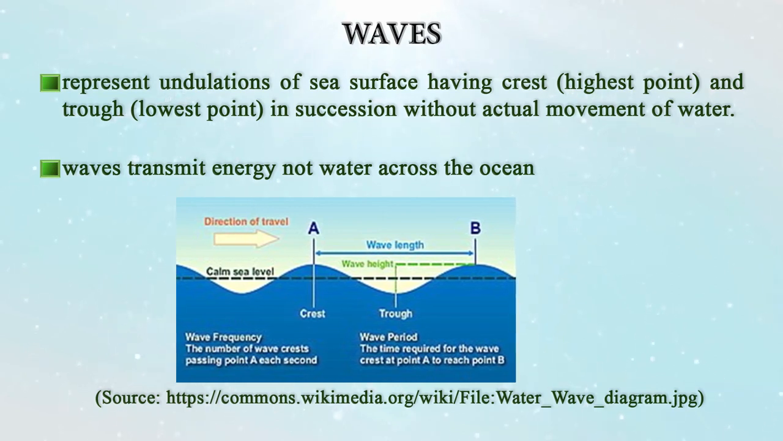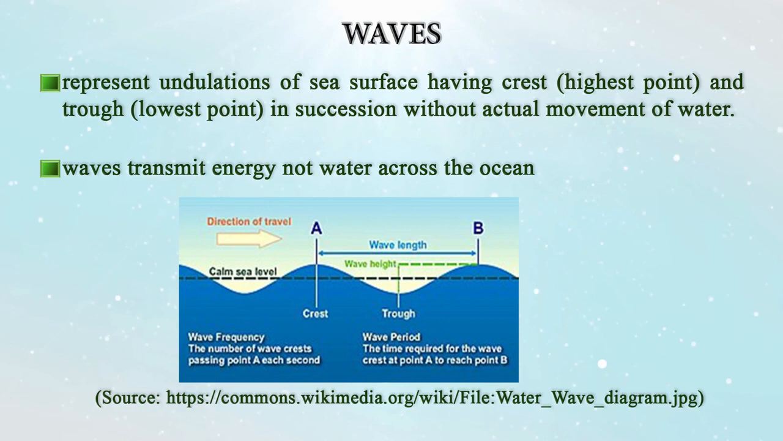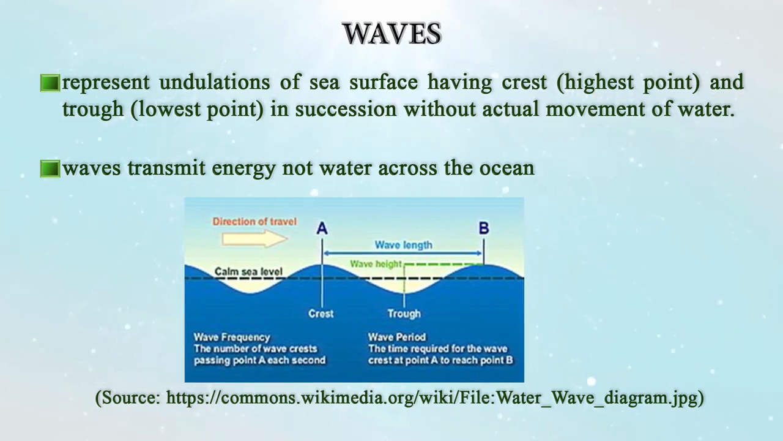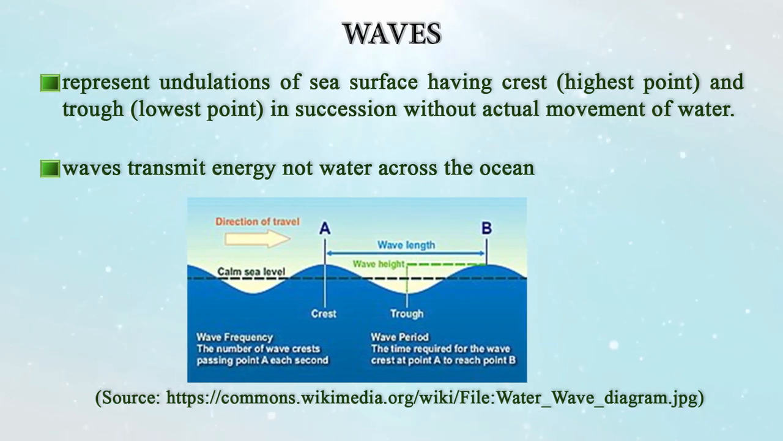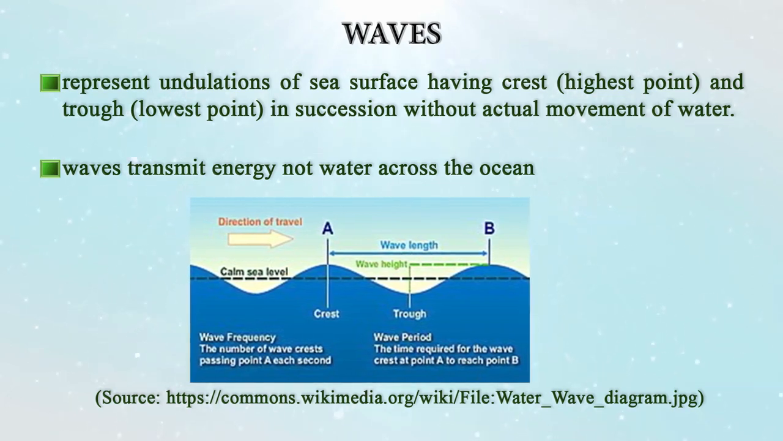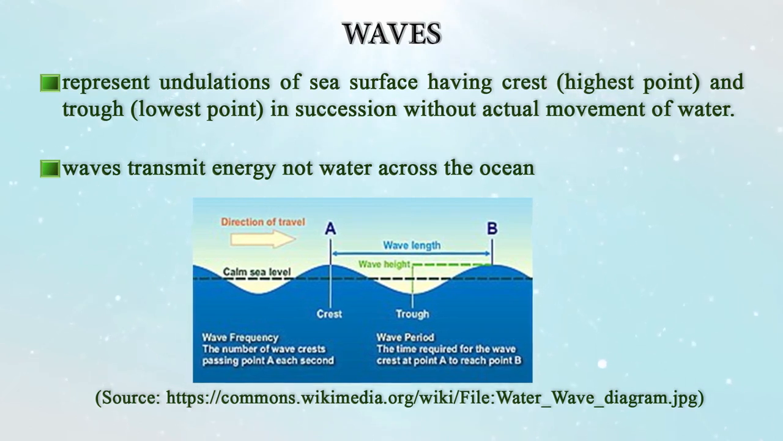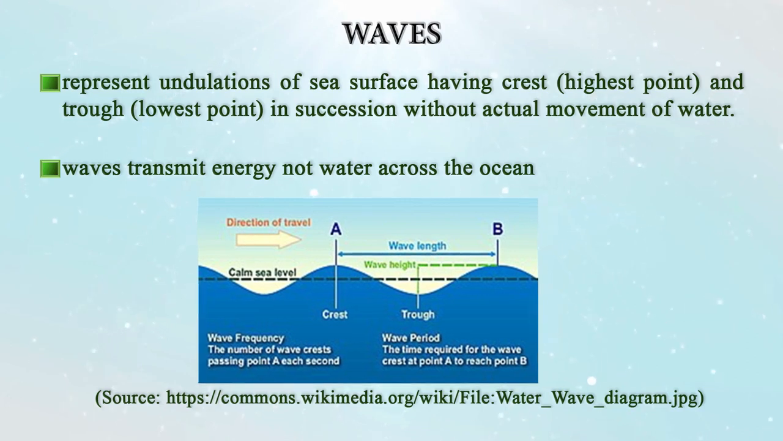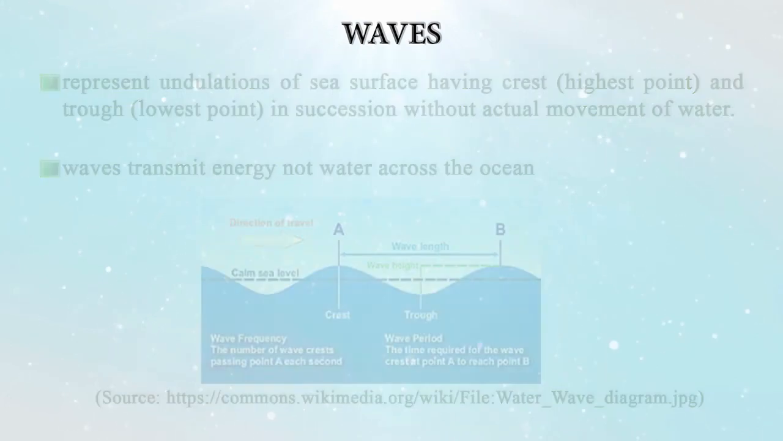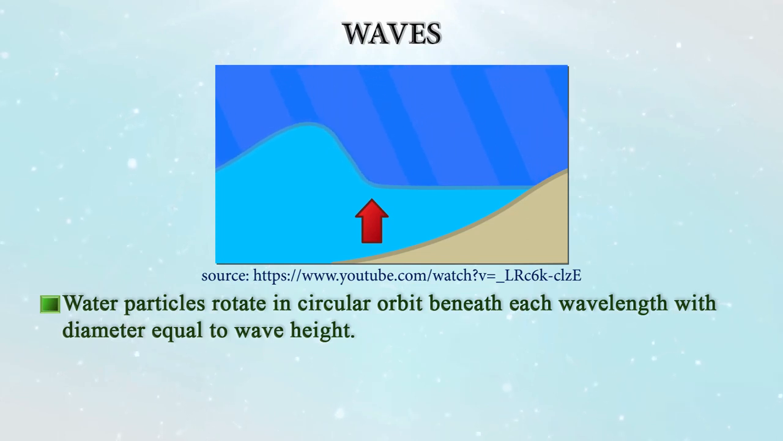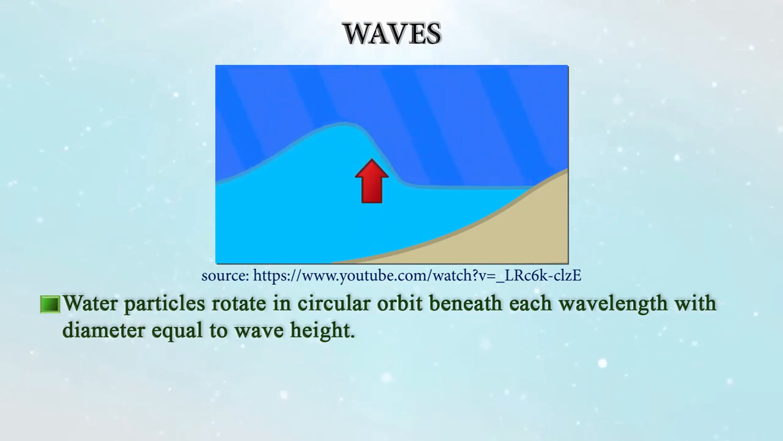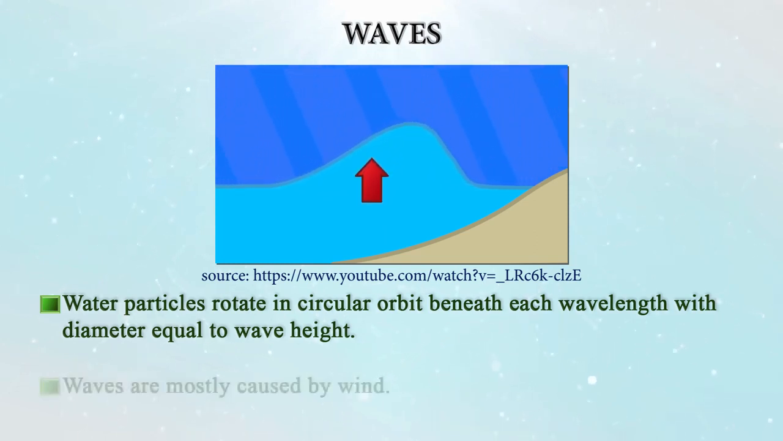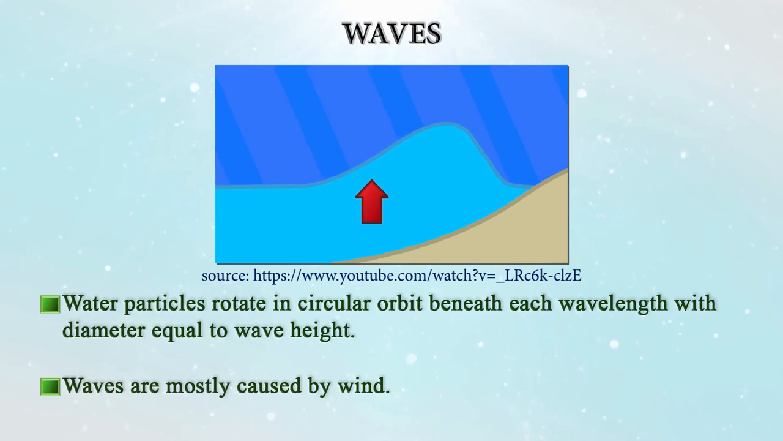Now what is wave period? It is the time required for the wave crest at point A to reach point B. You can see this in the figure. And wave frequency is the number of wave crests passing a point A each second. This is called the wave frequency. So these are the different terminologies related to waves, and water particles actually rotate in a circular orbit beneath each wavelength with a diameter equal to wave height, and waves are mostly caused by wind.